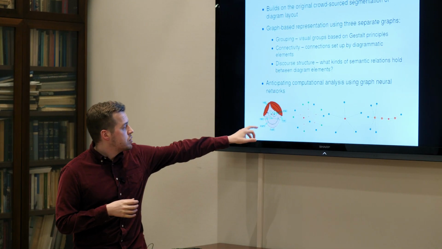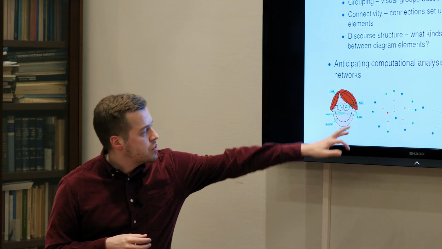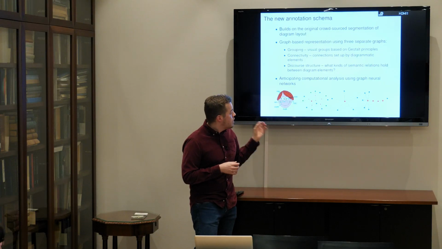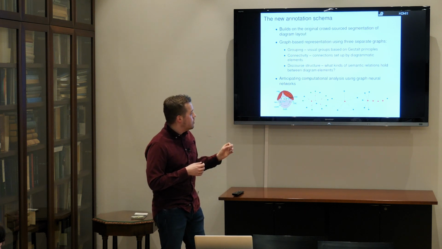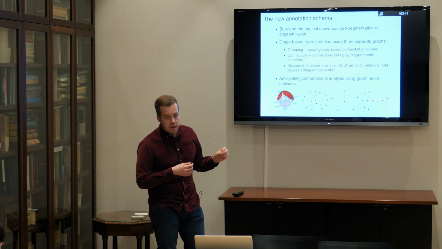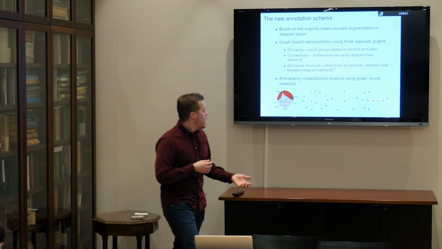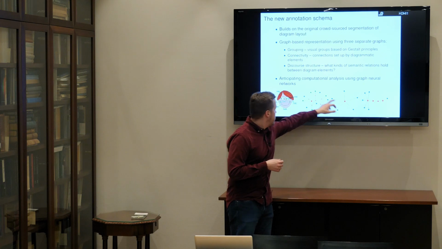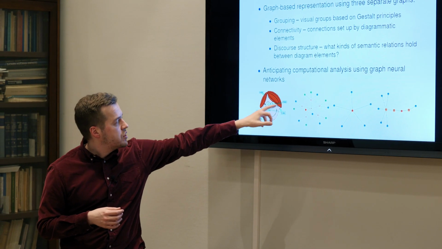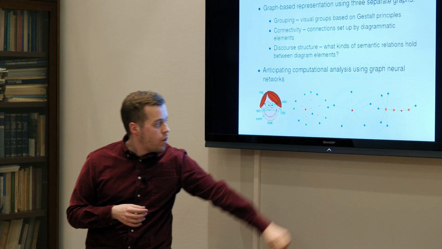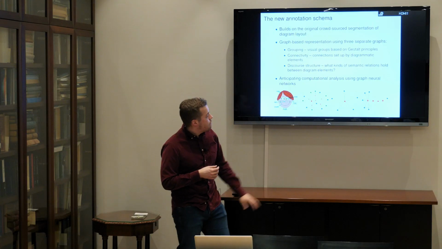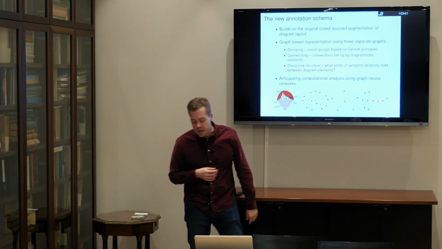So let's say, for example, the labels and lines, and that's represented here in this diagram graph. And then we have another graph for describing connectivity, because diagrammatic elements do a lot of communicative work in diagrams, obviously. So here we have the blob in the middle, and then all the connections from these labels represented using this graph. And then finally, we have a representation of the so-called discourse structure. So what kinds of semantic relations hold between the different diagram elements.